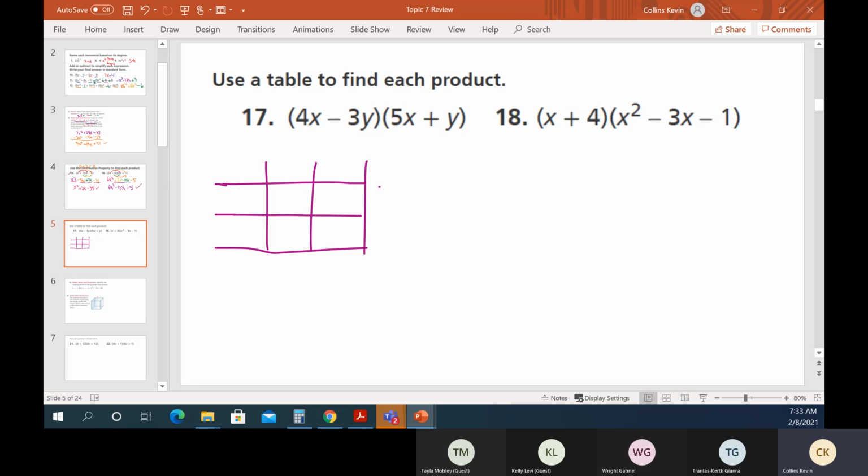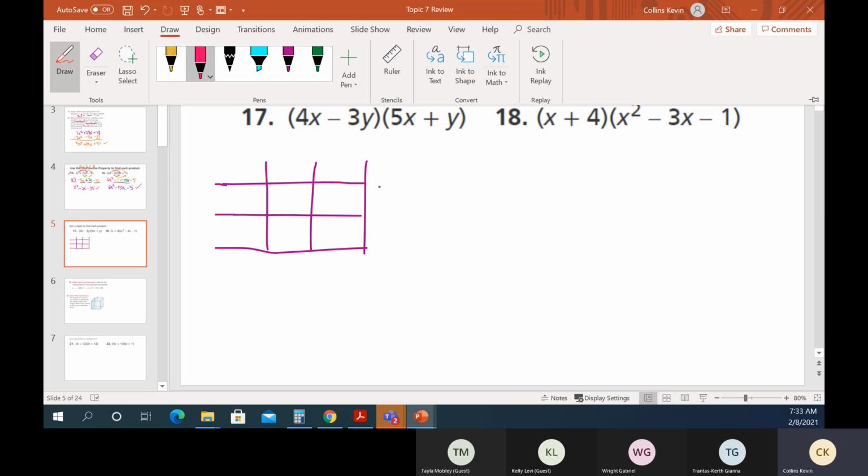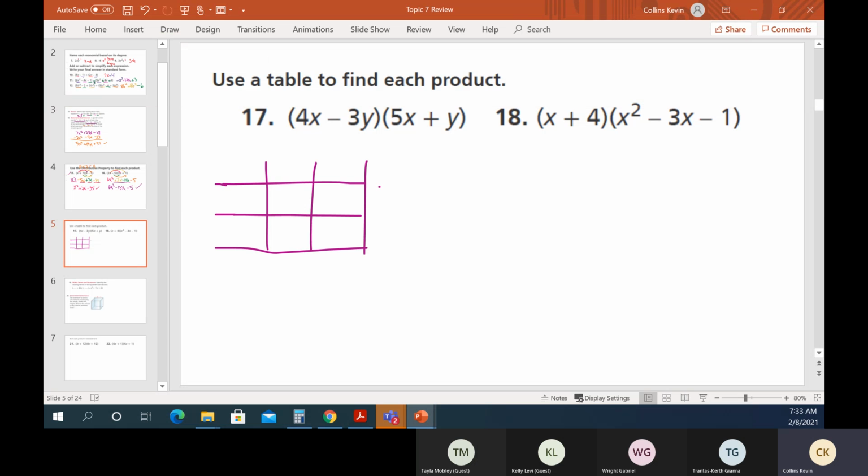Okay, so then what's going to happen is we're just going to fill these terms in, and which one you put on the top and which one you put on the side doesn't really matter. Like I say, it's just kind of a visual of what's going on here. So I could do 4x minus 3y, and over here I'm going to have 5x and then plus y. You don't have to put the plus sign, but if it helps you, that's fine. And we just fill in the boxes.